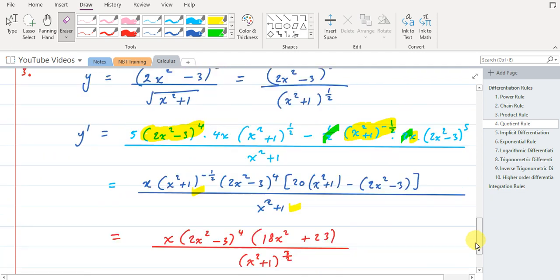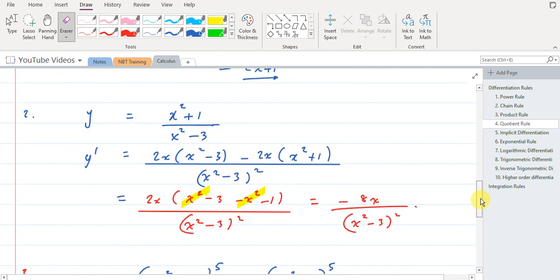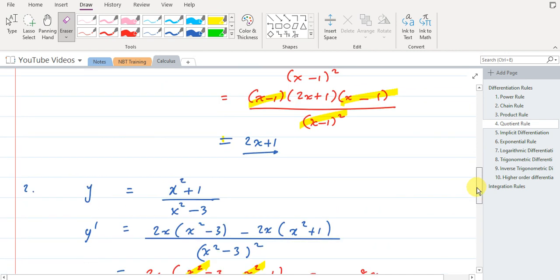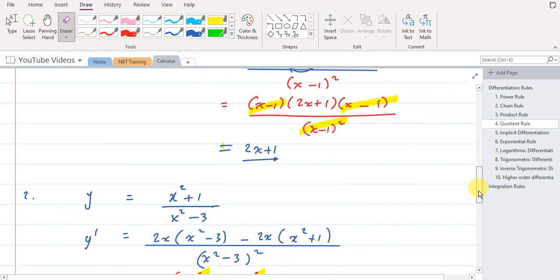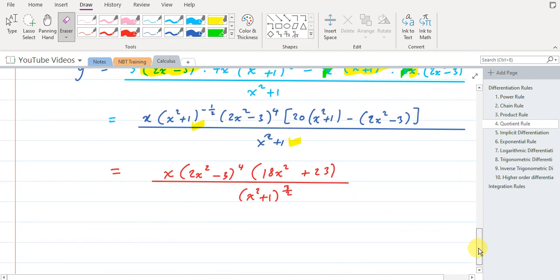So guys, you can get infinitely many problems with quotient rule. So I hope you understand these 3 problems, guys.